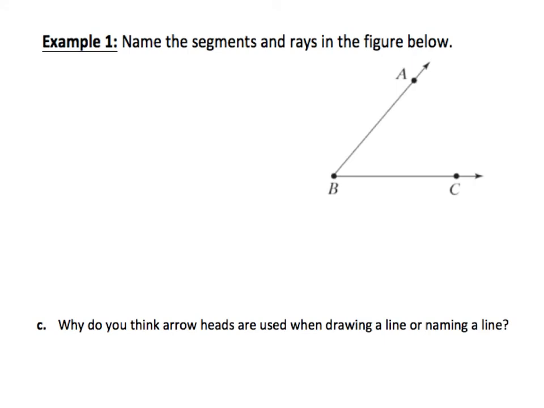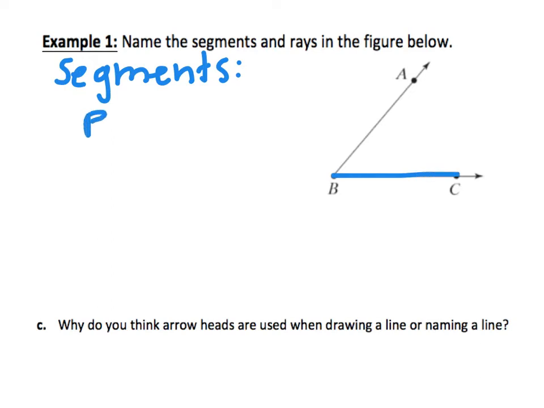We're going to talk about example 1. It says name the segments and rays in the figure below. Remember your segments have start and end points. So I see one segment here, that's BC. Remember you need two letters with a line on top. You can flip-flop your letters, so I can also call it CB, but that's actually the same segment. So that's my first one.